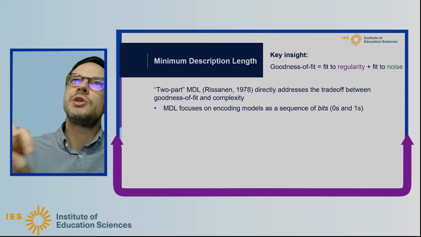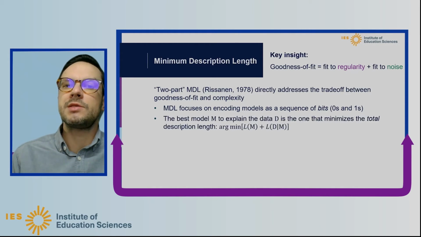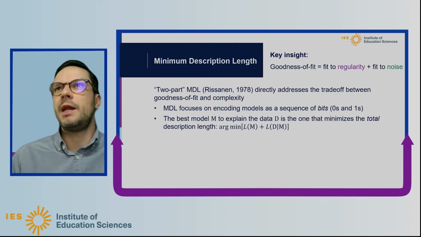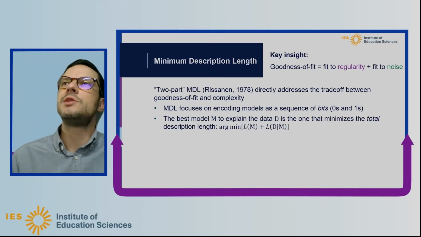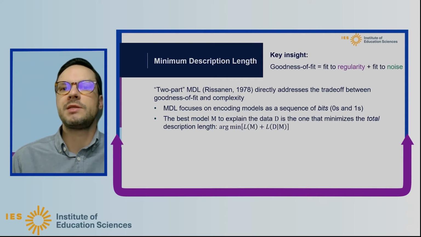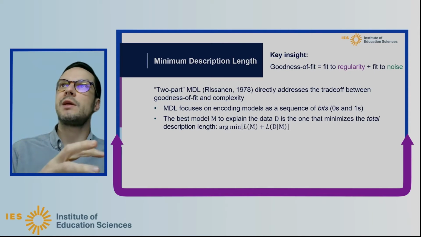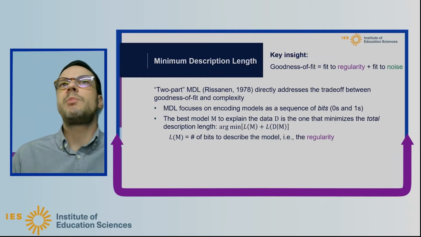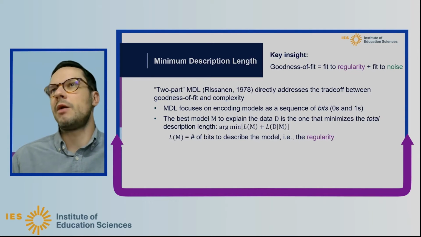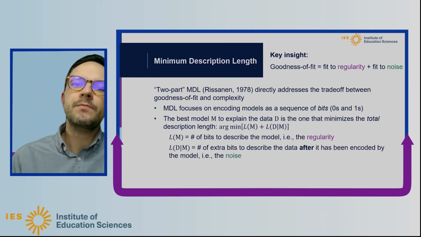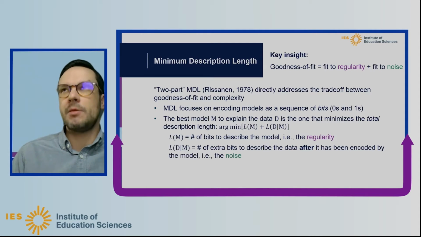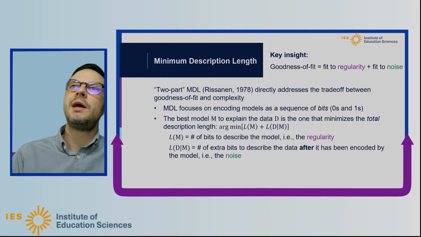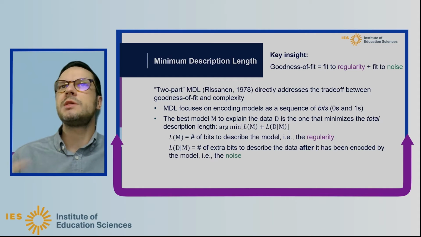And we can do the same thing to encode a model. So we could represent it as zeros and ones. The best model, according to MDL, to explain the data is the one that minimizes the total description length, the total number of bits that are needed to describe the regularity and the noise. So the length of the model is the number of bits needed to describe the model. This is the regularity. The length of the data given the model, excuse me, is the number of extra bits that are needed to describe the data after encoding the model. So this is the noise.